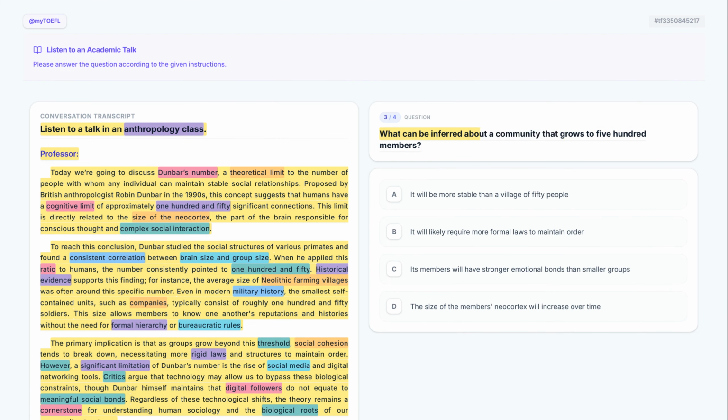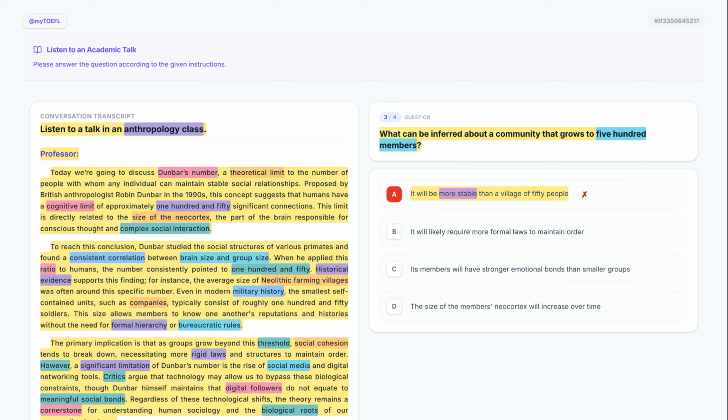What can be inferred about a community that grows to 500 members? This is an inference question. We need to determine what happens to a community with 500 members, which is well above the threshold of 150. Let's analyze option A. It will be more stable than a village of 50 people. This contradicts the lecture. The professor says that as groups grow, social cohesion breaks down, so it would be less stable, not more stable.